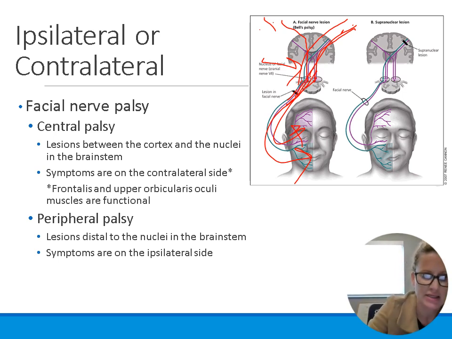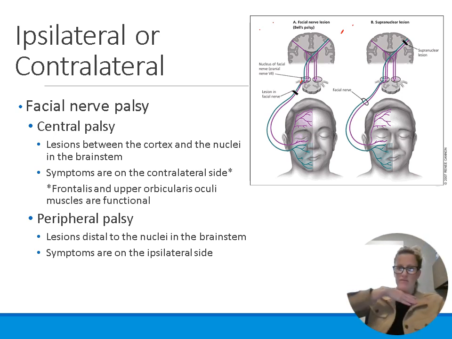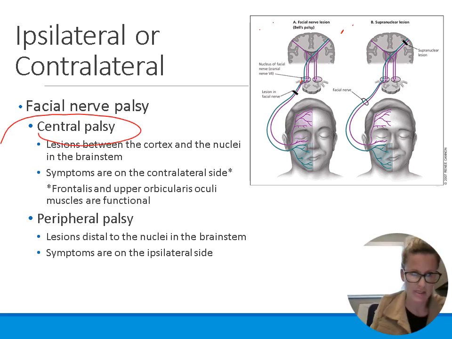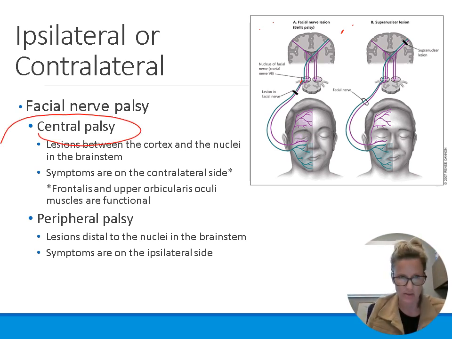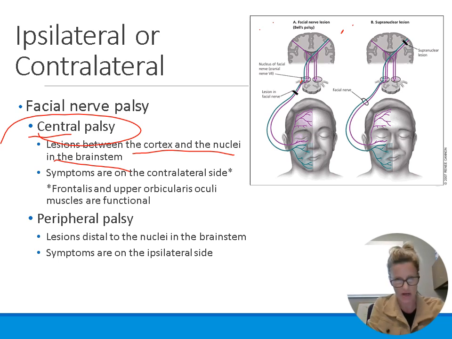So what this means is that depending on where the lesion is, you might have complete facial paralysis on that side, or you might only have facial paralysis on half the side of the face. So for a central facial nerve palsy, this means that there's paralysis of the facial muscles, but it's happening because there's a central lesion. So this is a lesion between the cerebral cortex and the facial nerve nuclei in the brainstem, which is in the pons. So again, if there's a problem in the cerebrum or in the thalamus.